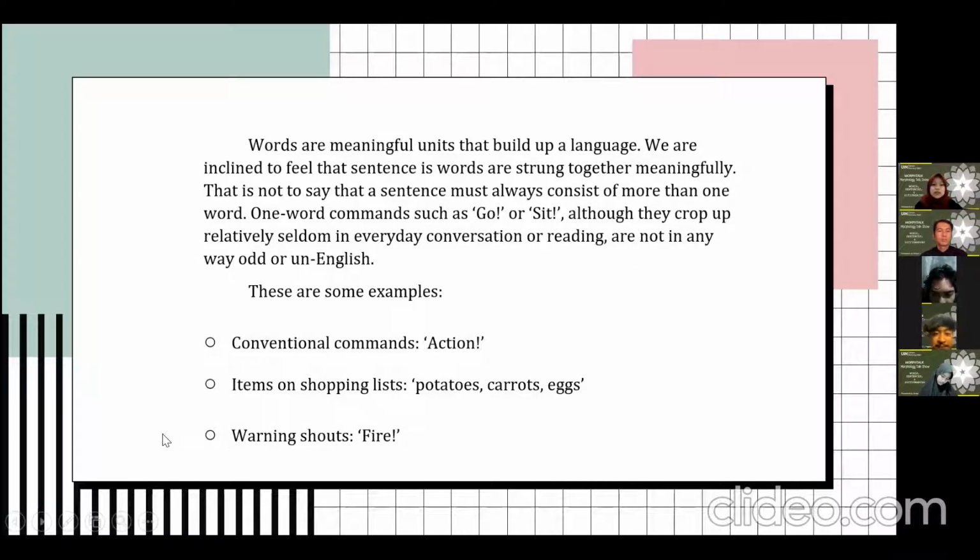And for the last example is warning shouts. When we saw a big fire and we want to warn people to stay away and to be careful with it, so we say fire, fire, and we can understand what it means. We have to stay away from that area so we are not harmed, right?